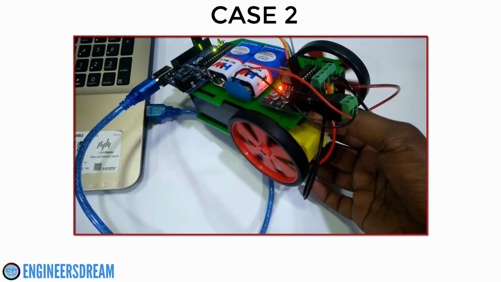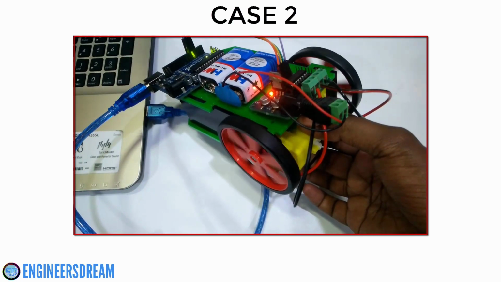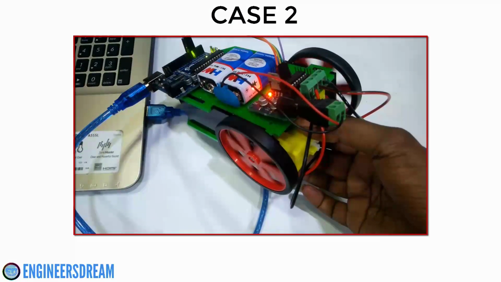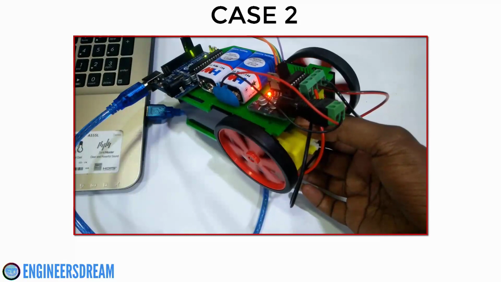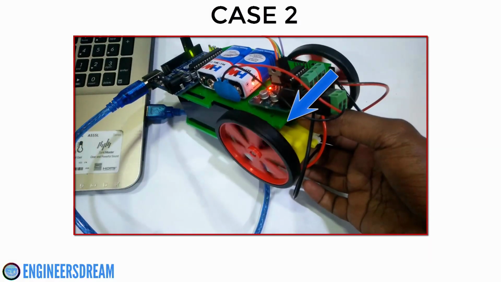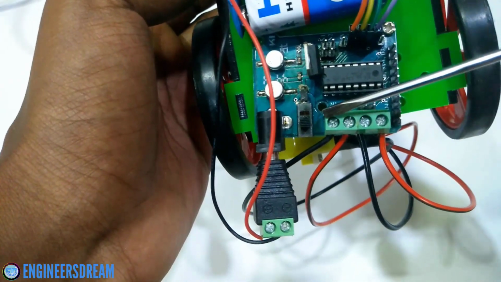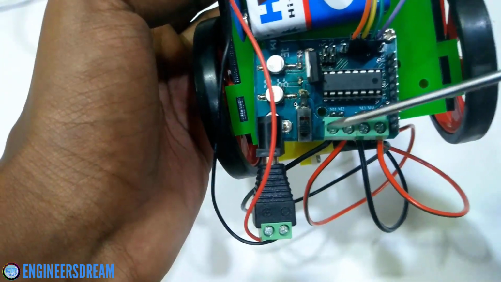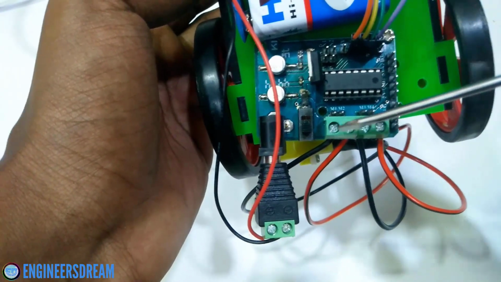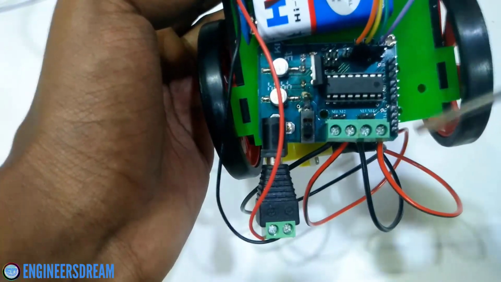According to case 2, if one of the motors is going backward and the other motor is going forward, then just check which motor is going backward and interchange the wires of that particular motor. Now guys, as you can see, since the left motor is going backward, I will interchange the wires in the M1 and M2 sockets. So I will remove the M1 wire and connect it to M2, and I will remove the M2 wire and connect it to M1.